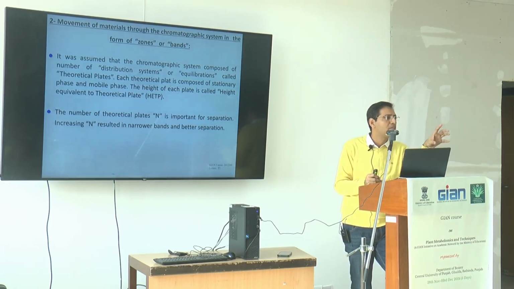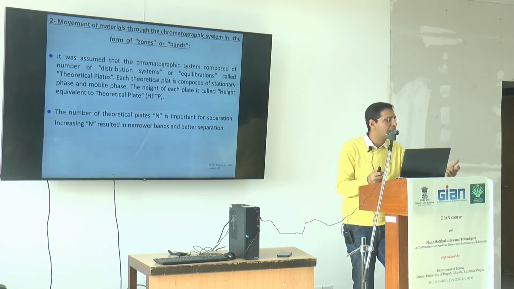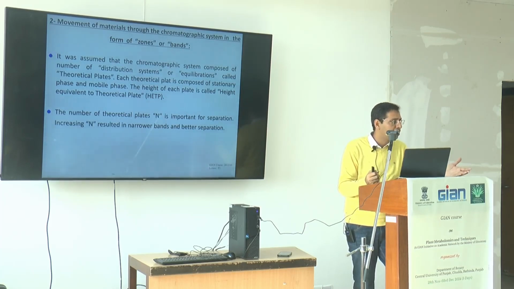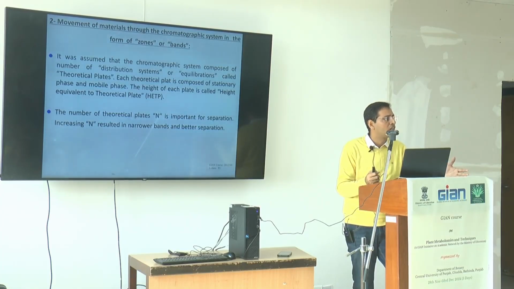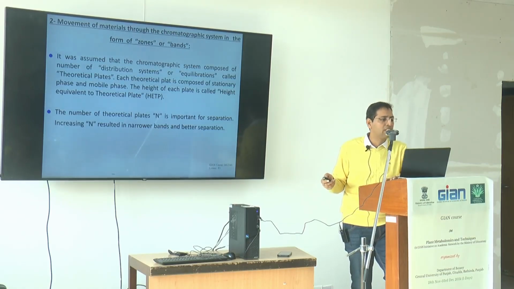TR is the time required for the sample to move through the column, and T naught is the time required by the solvent. So you always find the difference, and this difference is due to these capacity factors. A higher capacity factor means the molecules are retained more in the stationary phase, while a lower capacity factor means molecules move along with the mobile phase, so they move faster as compared to the other components.